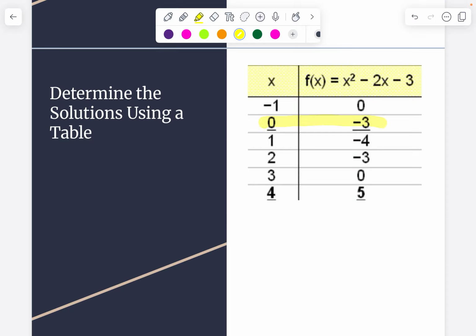This one, there's my first where y equals 0. There's my second one where y equals 0. So our final answers here are x equals -1 and x equals 3.